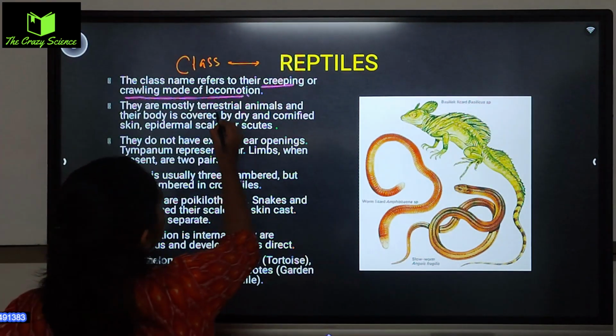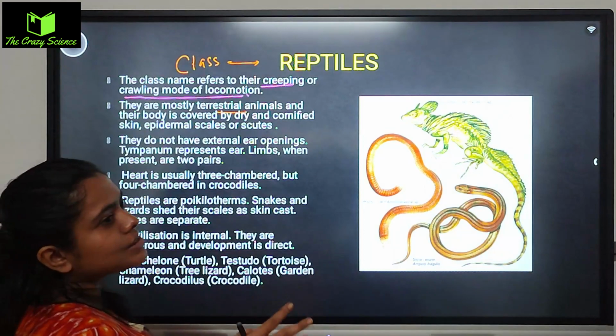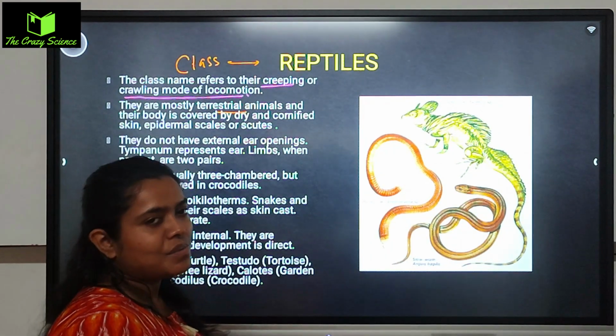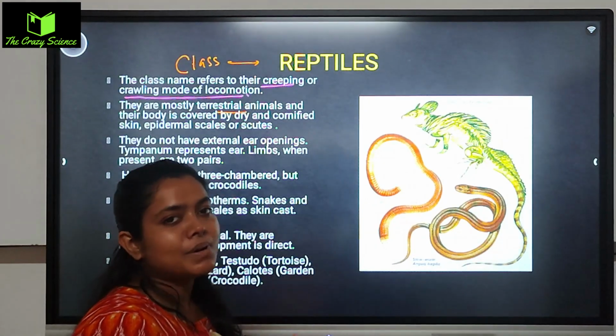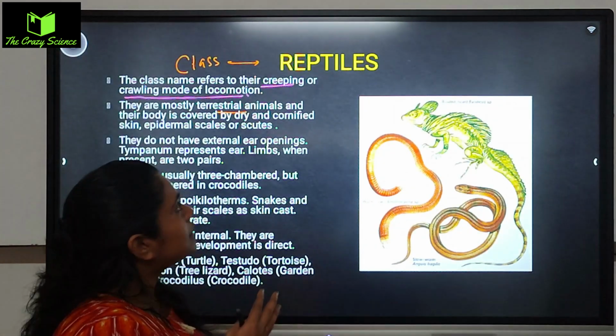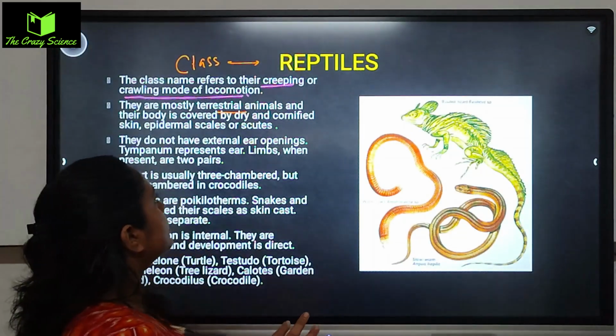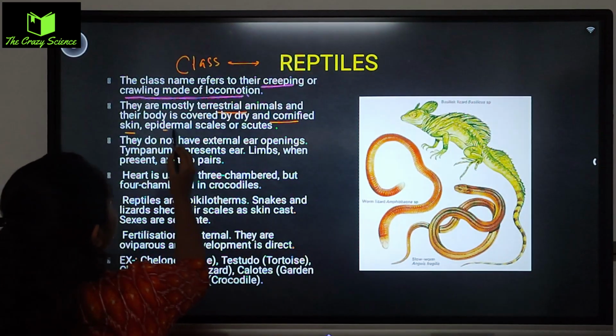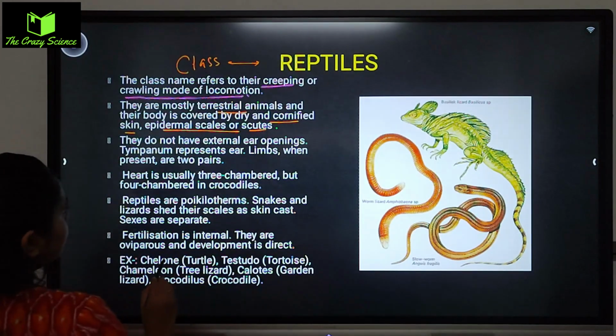They are mostly terrestrial animals; they don't have a dual characteristic. Even if some do, it is in very few animals, very less, but maximum they are terrestrial. Most of the animals of this class are terrestrial, and the body is covered by dry and cornified skin. Epidermal scales and scutes are present.